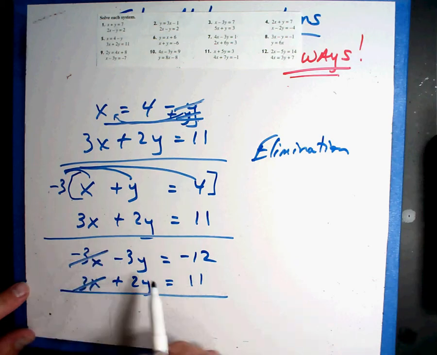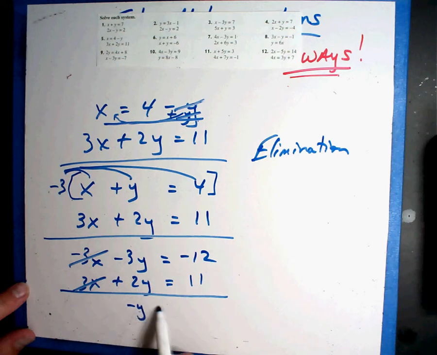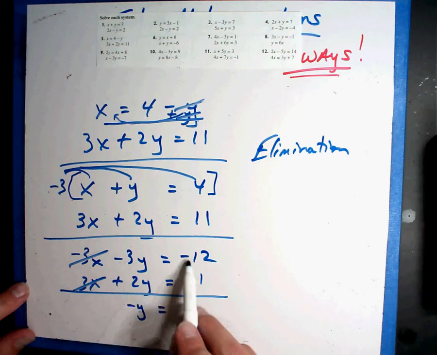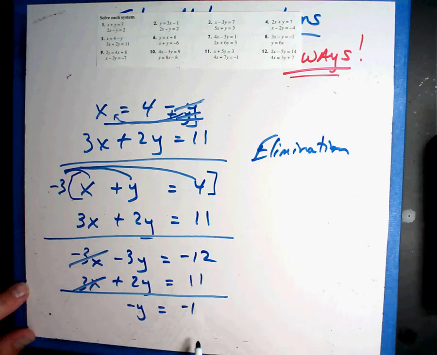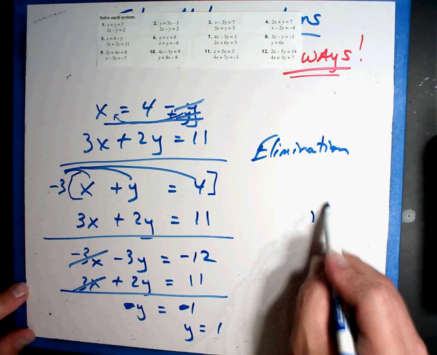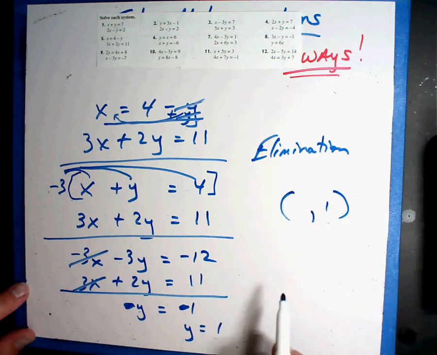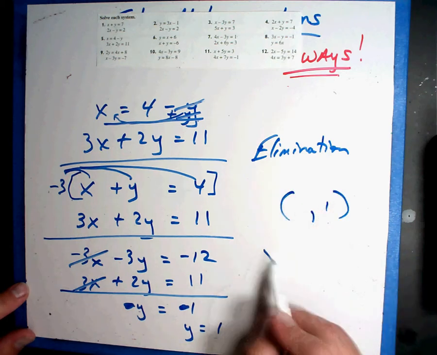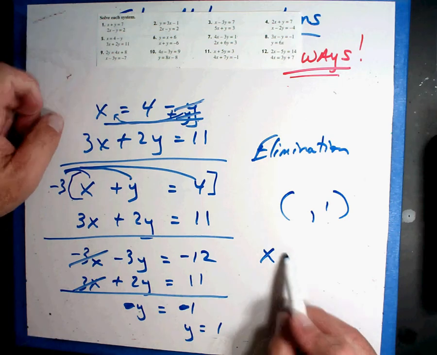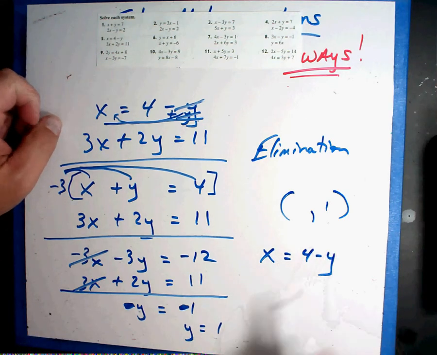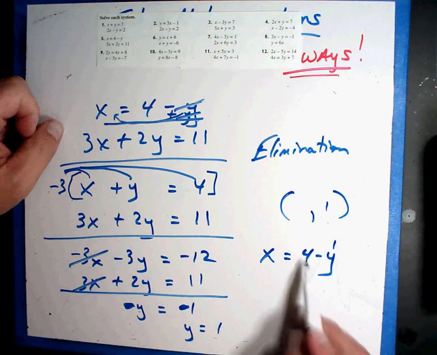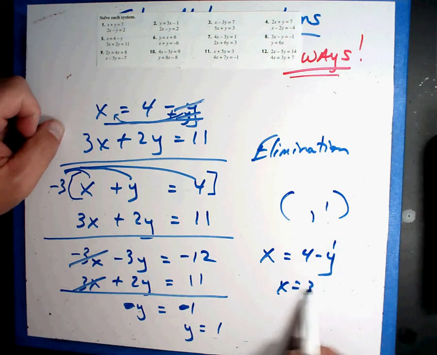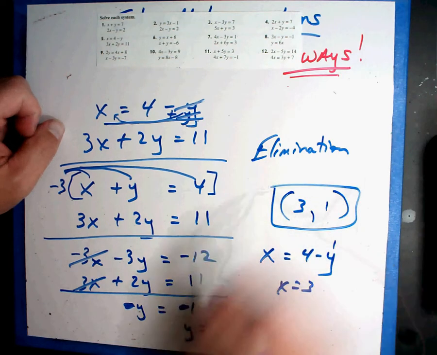Negative 3x and 3x is 0. That's gone. Minus 3y and 2y is minus y, just one of them. And minus 12 plus 11 is minus 1. Divide by negative 1 makes that go away and that go away, so y equals 1. Good, okay. So y equals 1. If y equals 1, then I'm just going to take the formula x equals 4 minus y. I put a 1 in there. 4 minus 1 is 3, so x equals 3. The answer is 3, 1.